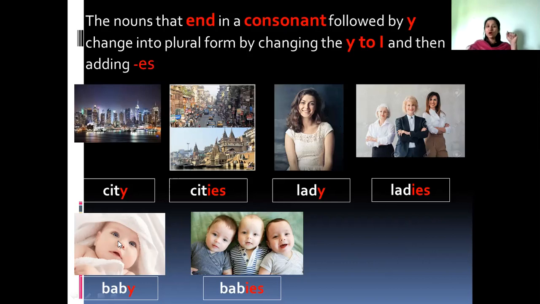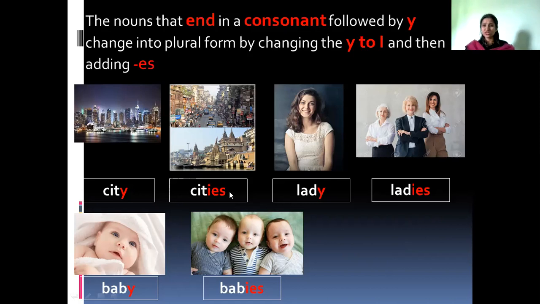If the noun ends in a consonant followed by Y, change it into the plural form by changing Y to I and then ES. The simple way I'm telling you: when you see the last letter is Y, check the letter before the Y. Is it a consonant or a vowel? City: before Y, T is there and T is a consonant. So cut that Y, drop that Y and join IES. It's plural now.